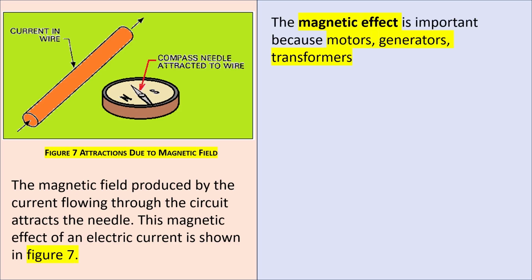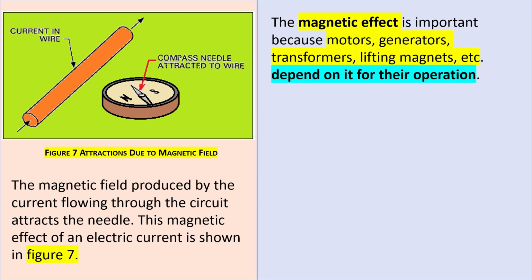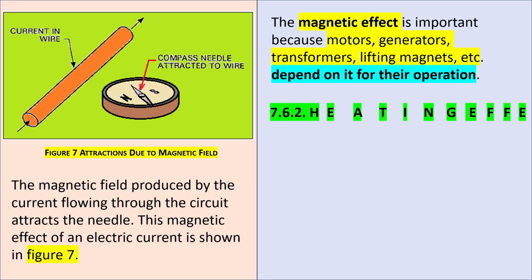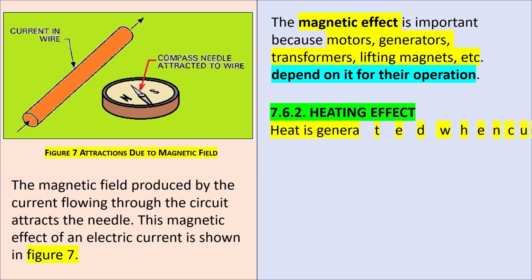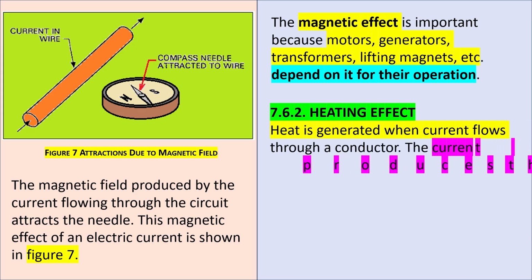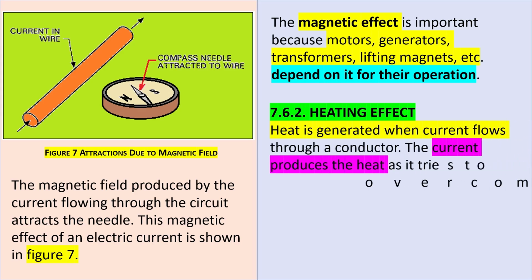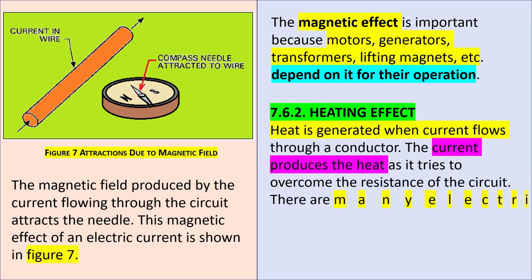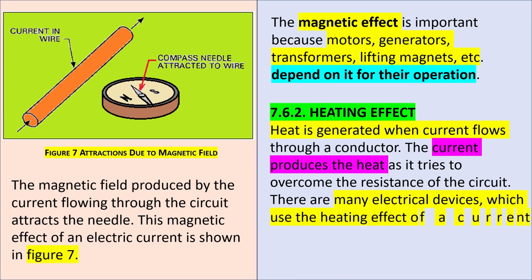The magnetic effect is important because motors, generators, transformers, lifting magnets, etc. depend on it for their operation. Heating effect. Heat is generated when current flows through a conductor. The current produces the heat as it tries to overcome the resistance of the circuit. There are many electrical devices which use the heating effect of a current.